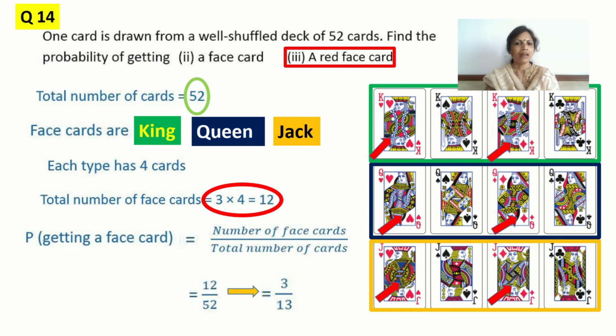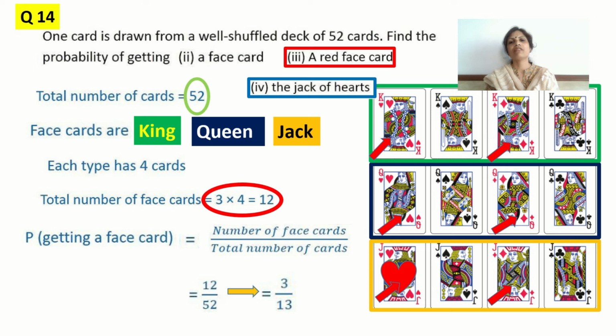The second part is find the probability of getting a jack of hearts. So in the third row, that's the row of all the jacks of 4 types. Out of that you have to find the jack of heart. So jack of heart is here, only 1 card, and based on this information you can find the probability. So this is what you have to do.